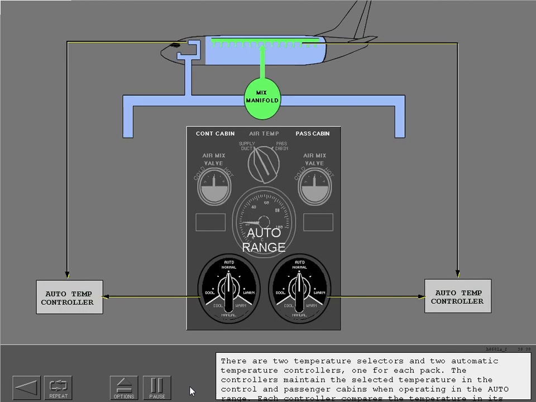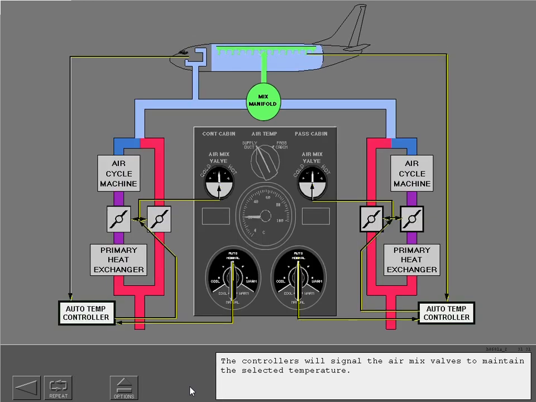There are 2 temperature selectors and 2 automatic temperature controllers, one for each pack. The controllers maintain the selected temperature in the control and passenger cabins when operating in the auto range. Each controller compares the temperature in its compartment to the selected temperature. The controllers will signal the air mix valves to maintain the selected temperature.